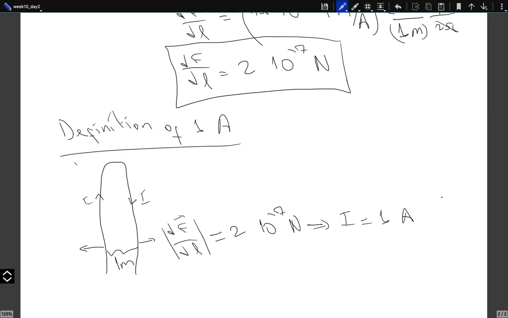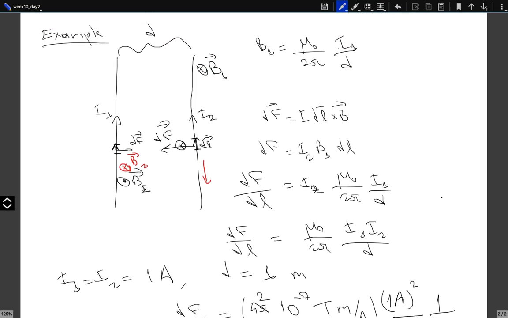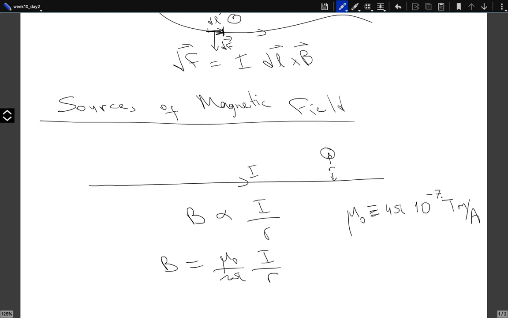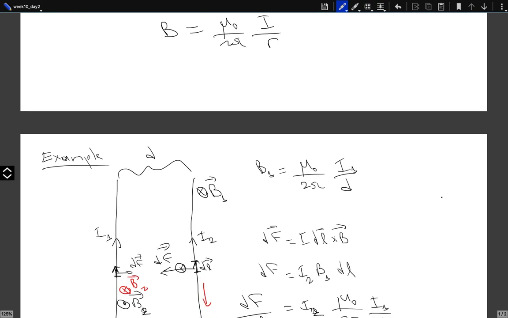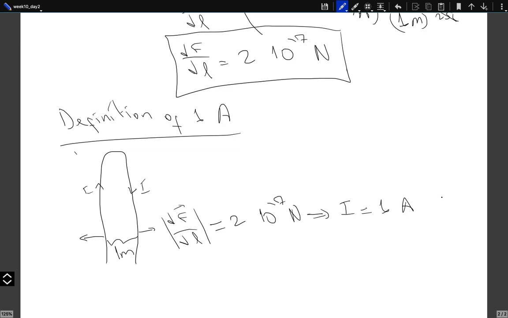So in this way, when I said mu0 is exactly equal to this value, that is just a definition of mu0. This is how we define that constant. In terms of that definition, we measure the ampere, 1 ampere.